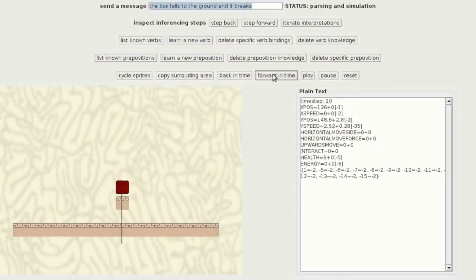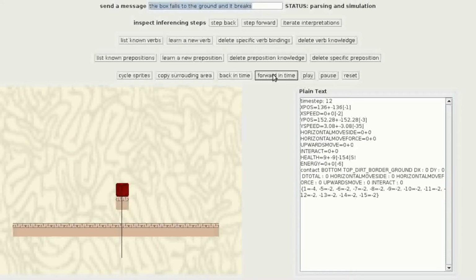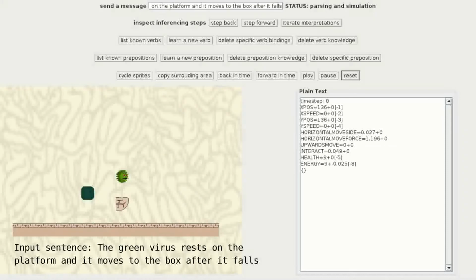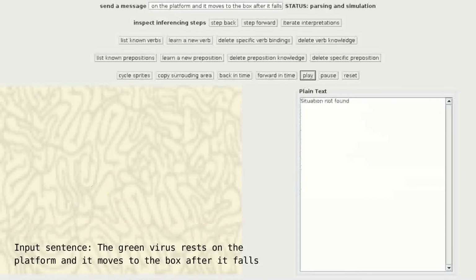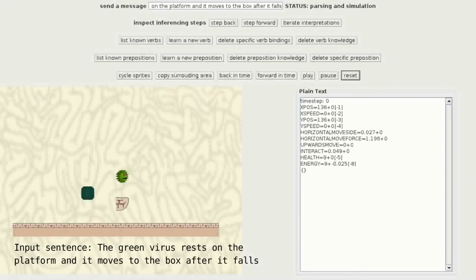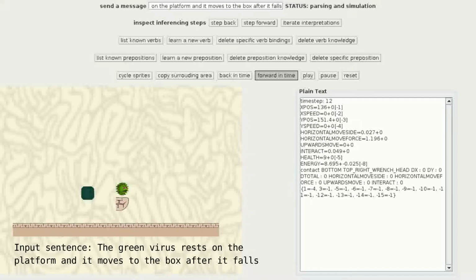Now, this is a very simple example, but LEARNA is also able to understand more complex examples like "the green virus rests on the platform and it moves to the box after it falls", which already contains quite a lot of ambiguity too. LEARNA parses all the building blocks and then comes up with a continuous mental simulation, and we can take this to be the compositional meaning of the sentence, which LEARNA just understood.